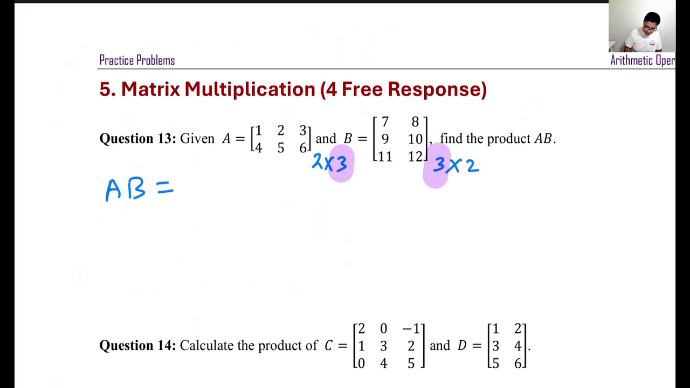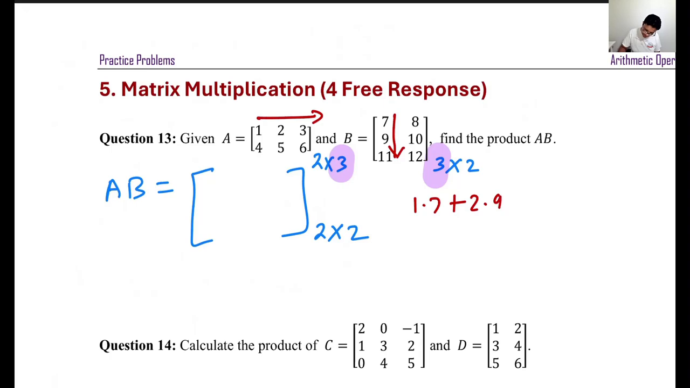If you make sure you do that right, even before you do the matrix product, if you know the dimensions of it, you are likely to get it right. Now the same logic: first row with first column gives you the first row, first column element in the product. So 1 times 7 plus 2 times 9 plus 3 times 11. That will be 58. Goes here.